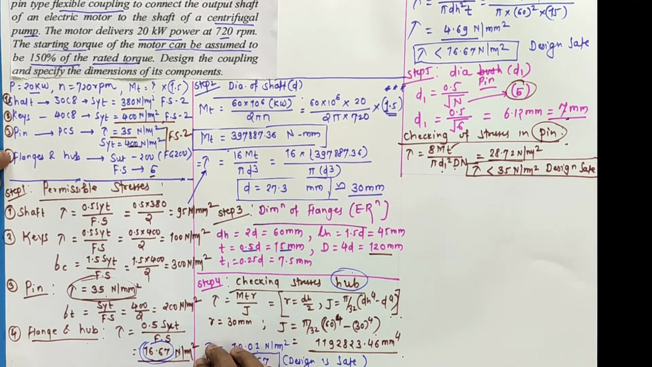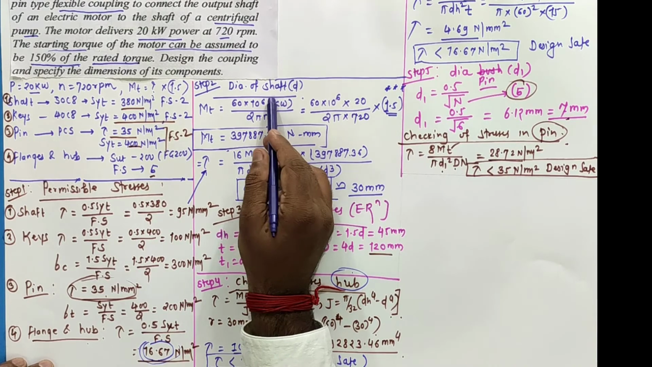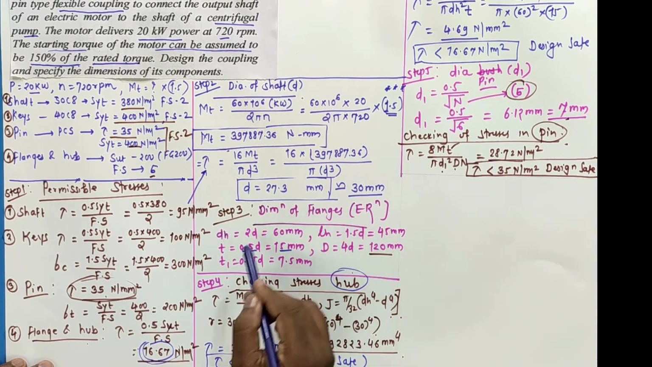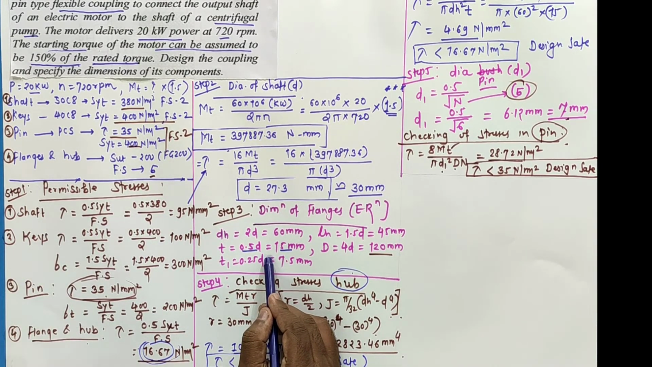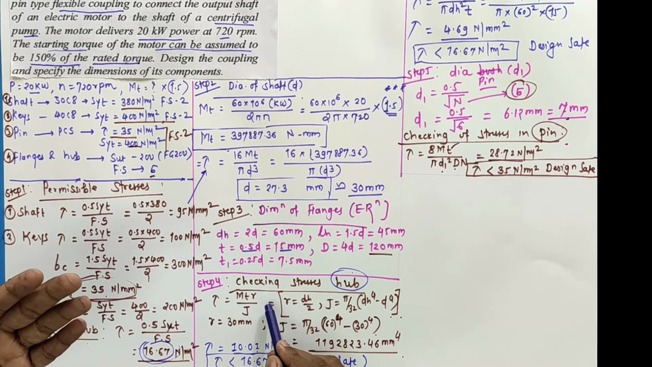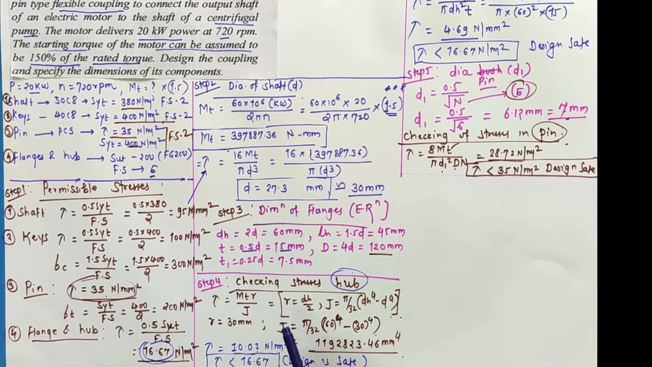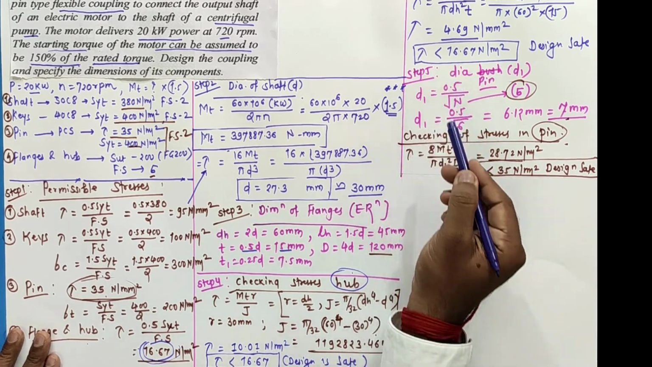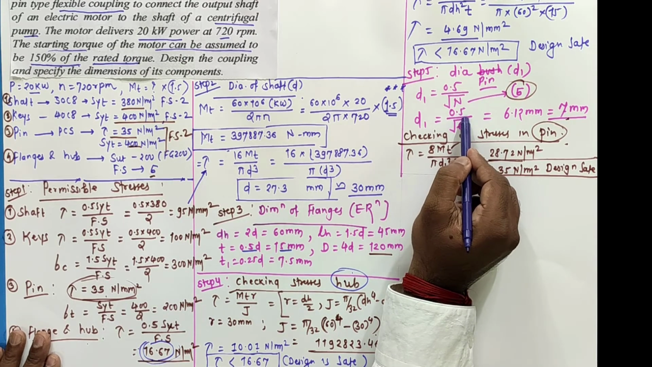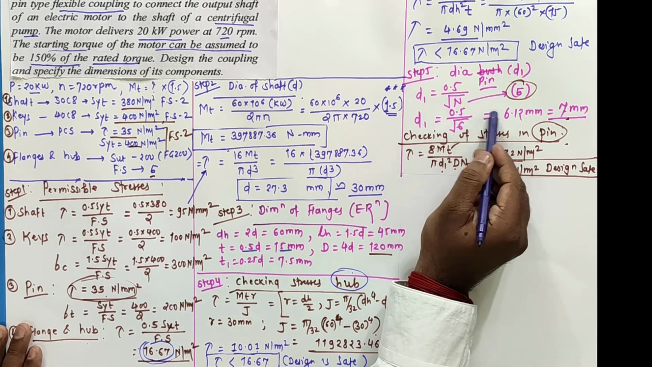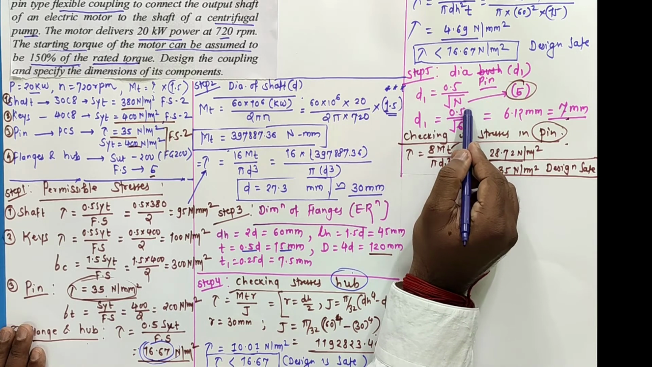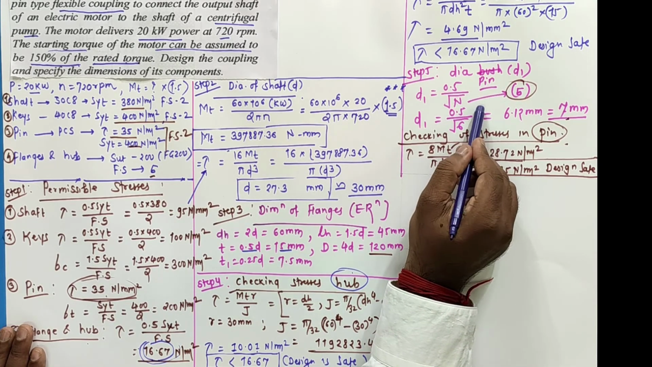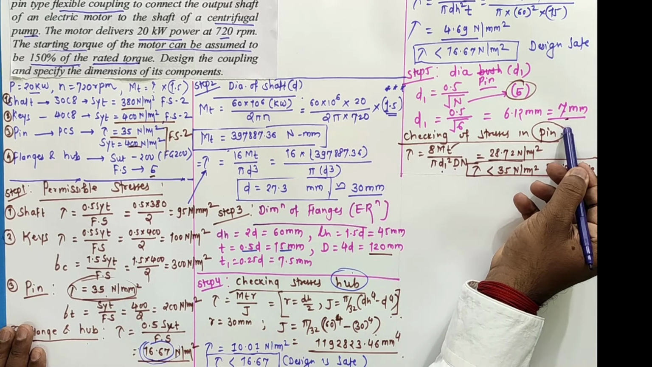So first of all, first step is to calculate the permissible stresses for shaft, keys, pin, flange. After that, step number 2, diameter of the shaft we have calculated. Step number 3, dimension of the flanges, empirical relation we have used. Step number 4, checking of the stresses for hub, you can see here, checking of stresses for flange. After that, step number 5, diameter of the pin. So diameter of the pin directly considered by using number of bushes 6. For that I'll get diameter of the pin 7.